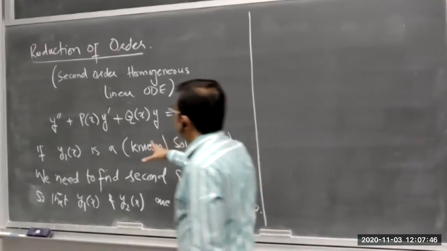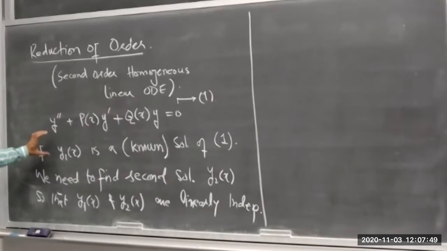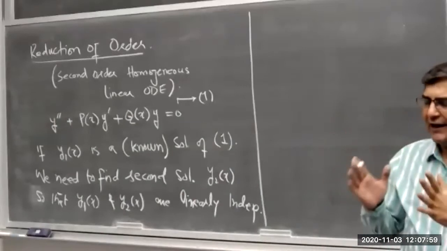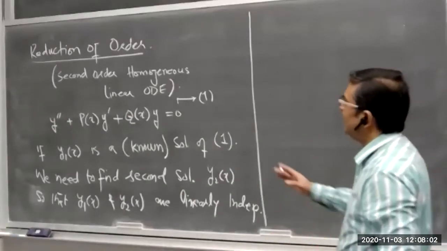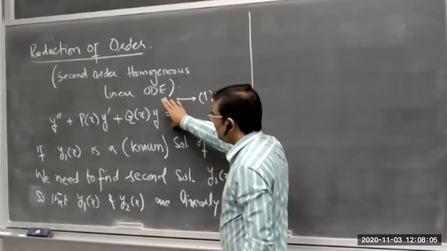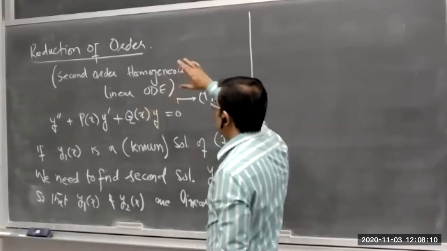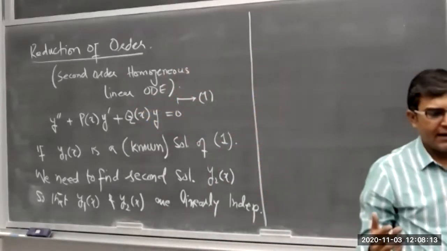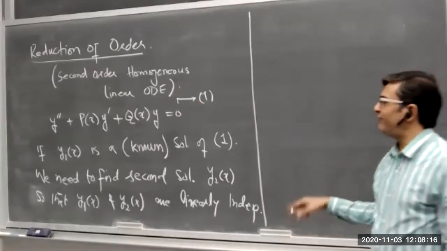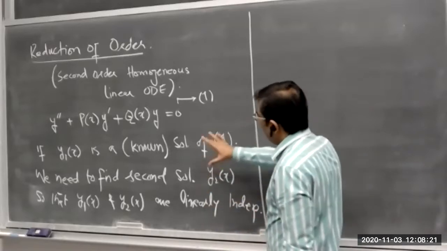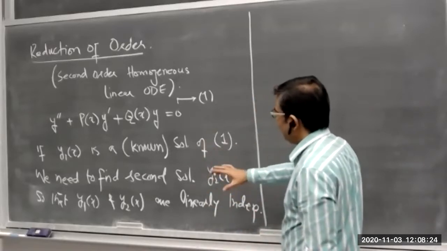What this method actually does: we will use a transformation which will transform this second order differential equation into a first order differential equation. It will convert this second order differential equation into a first order differential equation, and then by solving that, we can find the second solution y2 of x. So now, how to proceed and how to find the second solution?